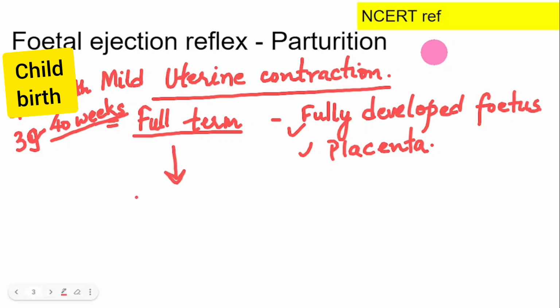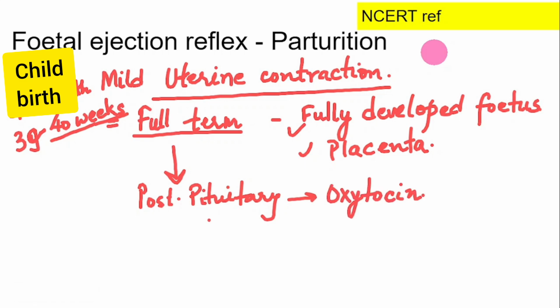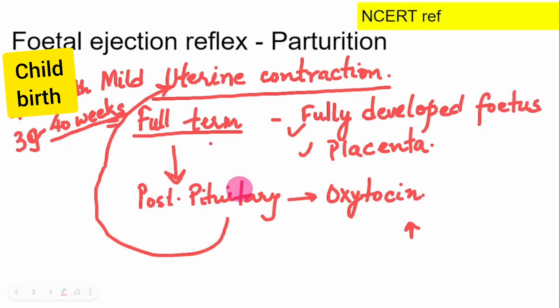This is going to trigger the posterior pituitary and this will release oxytocin. Oxytocin will cause further stronger uterine contractions. Now, in response to the contraction, again the posterior pituitary will be stimulated and it will release higher levels of oxytocin. These higher levels will stimulate even stronger contraction in the uterus. So this cycle of positive feedback keeps on repeating, and that's how the signals become stronger and stronger, and finally the fetus is pushed out from the birth canal.